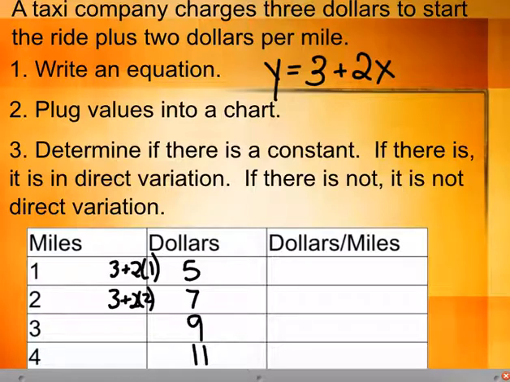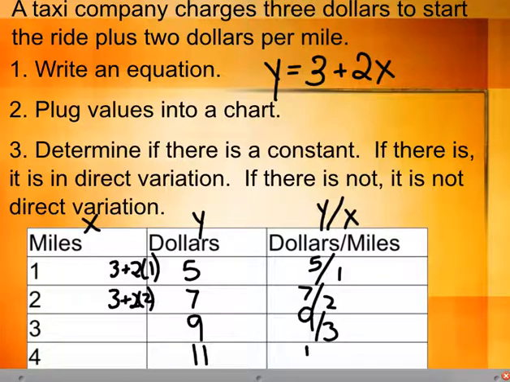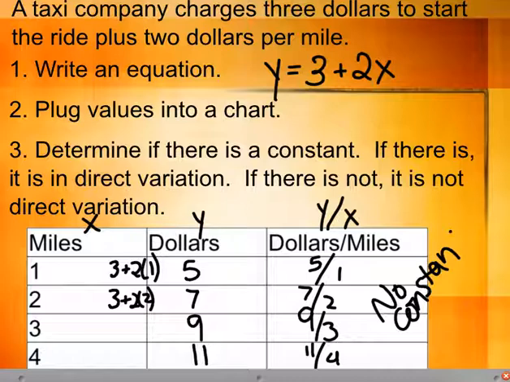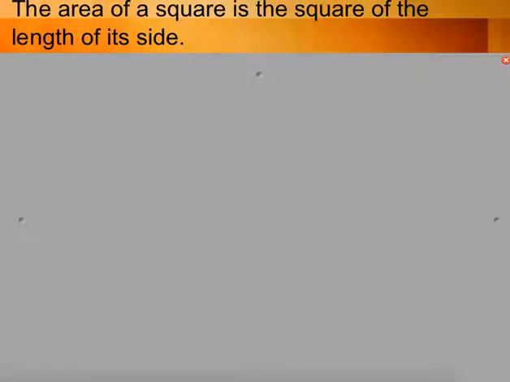Okay, and let's make sure that we do not have a constant. We're going to do that by doing, well, x is our miles, my independent, y is the dollars, my dependent, so we do y divided by x, dollars divided by miles. So we have 5 divided by 1, 7 divided by 2, 9 divided by 3, and 11 divided by 4. None of these are the same, so we have no constant. So this is one way to prove that this is not direct variation, because we don't have a constant ratio here.